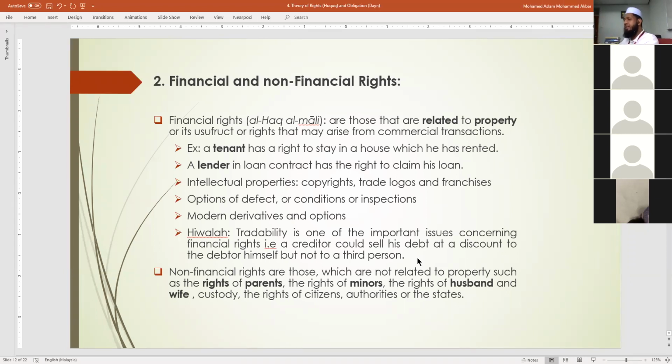There are so many other things that will come under non-financial rights. For example, the rights of parents. The parents have to take care of the son, but the parents won't be paid for it, right? The rights of minors, the rights of husband and wife, the custody, the rights of citizens, authorities, and states. So these are the non-financial rights.